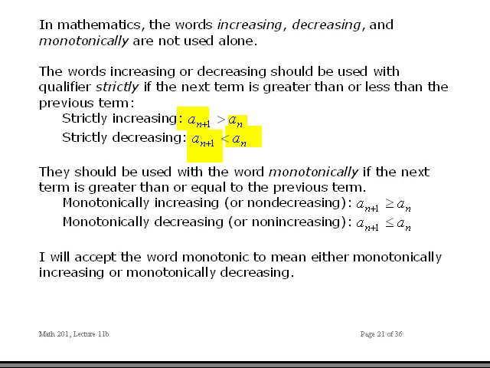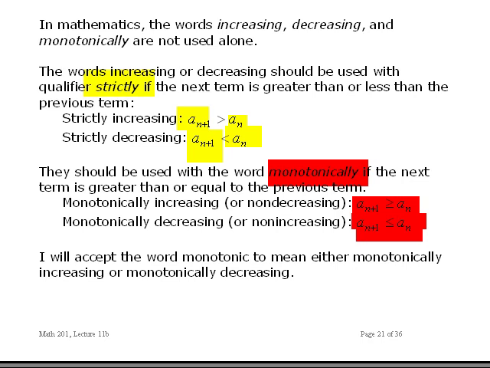If this isn't the case, you can use the word monotonically. So these are increasing or decreasing sequences. One, in which case you just simply have the greater than or less than sign, is associated with the word strictly. Now, in case the next term is greater than or equal to the previous term, or less than or equal to the previous term, then the word monotonically precedes increasing or decreasing. You say these are monotonically increasing or monotonically decreasing sequences.